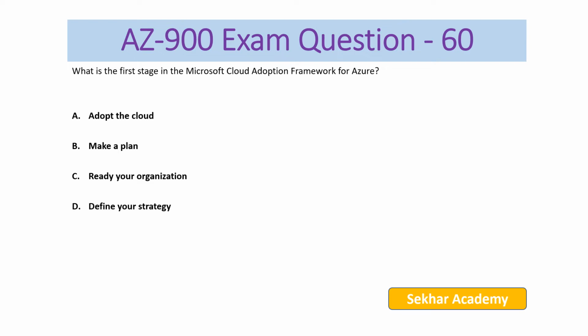AZ-900 exam question number 60. What is the first stage in the Microsoft Cloud Adoption Framework for Azure? A. Adopt the cloud. B. Make a plan. C. Ready your organization. D. Define your strategy. The right answer is D.